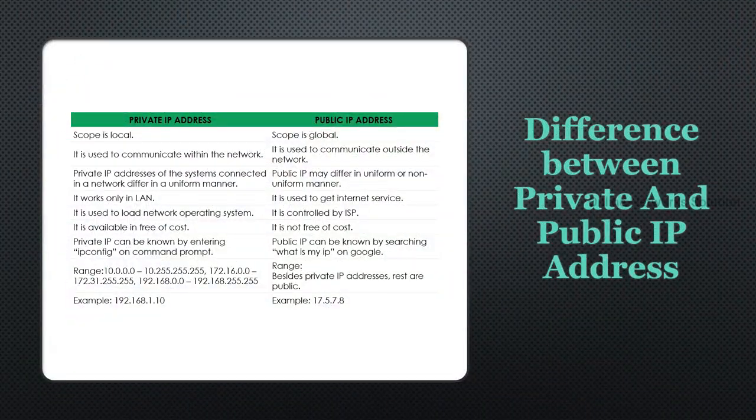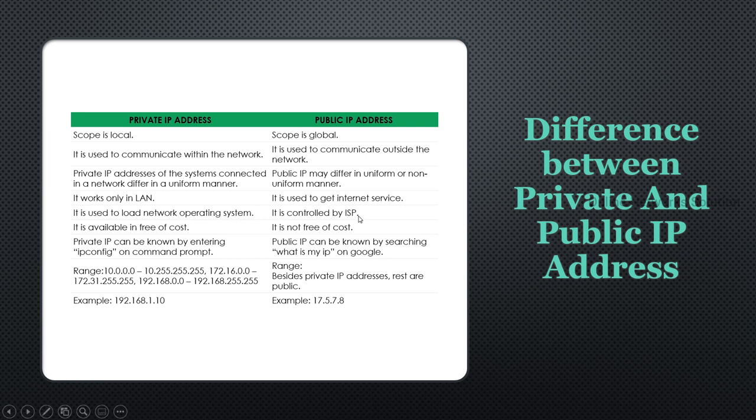What is the difference between private and public IP address? Here are some points. A private IP address is local in scope, a public IP address is global in scope. A private IP is used to communicate within the network, a public IP is used to communicate outside the network. Private IP addresses of systems connected in a network differ in a uniform manner, while public IPs may differ in a uniform or non-uniform manner. A private IP works only on LAN, while a public IP is used to get internet service.